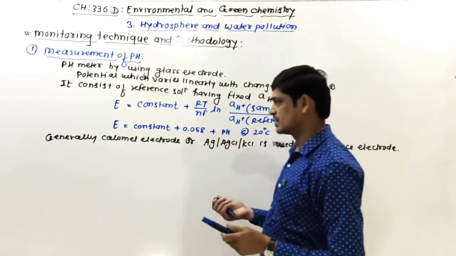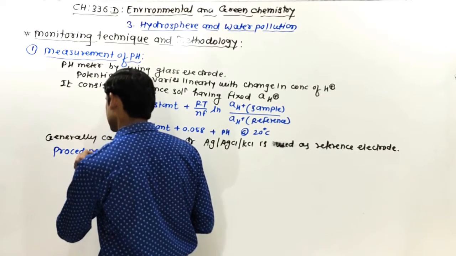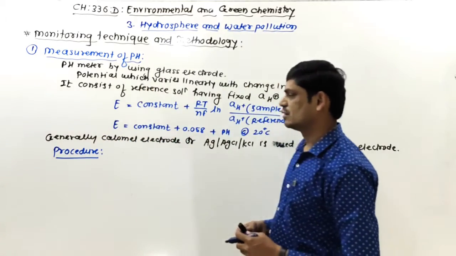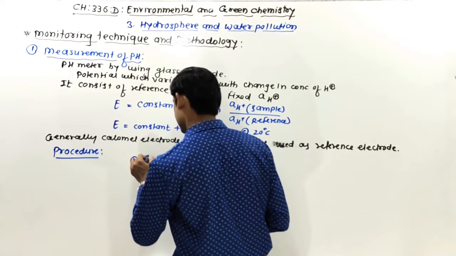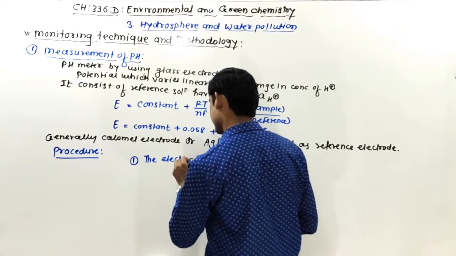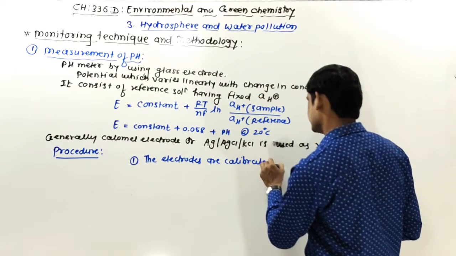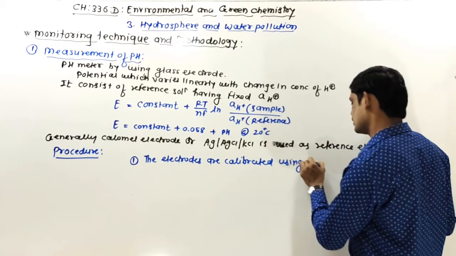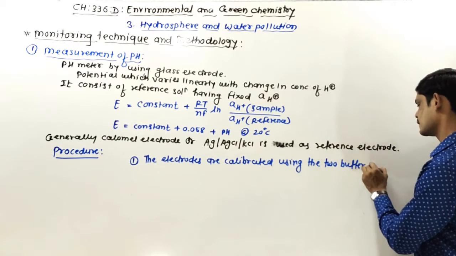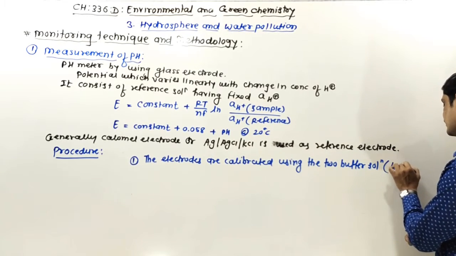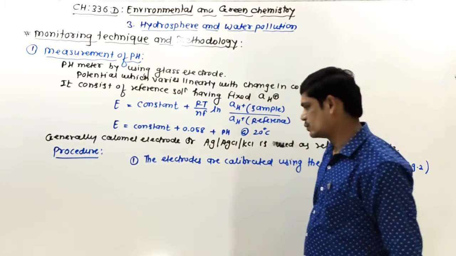If we think about the procedure, which is a very simple one: very first of all, we should calibrate the electrodes. So in the first step, the electrodes are calibrated using two buffer solutions. One has a pH of 4 and the other has a pH of 9.2.